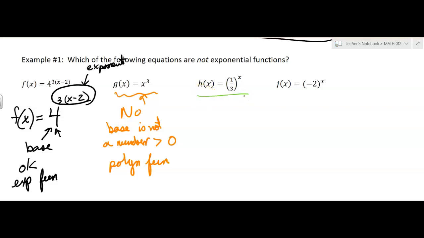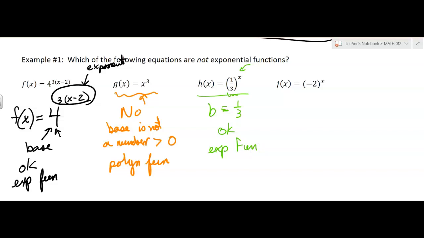Is this an exponential function? Well, at least I have the exponent being the variable, so that's good. What about this base? Can I have the base be 1/3? So b in this case is 1/3. Is that okay? And yeah, that's okay. It's between 0 and 1. So this is going to be an example of a decay as opposed to a growth. But that's okay. It's still an exponential function. So yes, this one's okay. This is an exponential function.